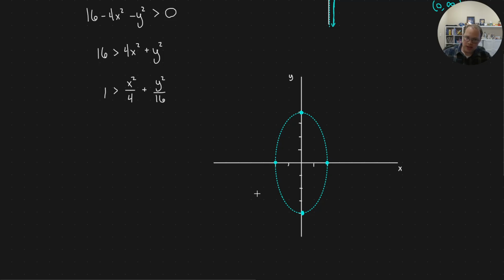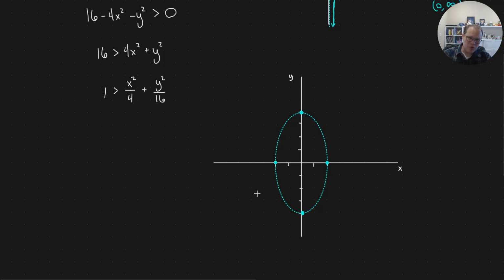The easiest way to do this is to plug in a test point. Pick one point in one of your regions. Doesn't matter which point, doesn't matter which region. Just make sure it's not on the boundary. We already know what's going on the boundary. Boundary is not okay, that's why it's dotted. Okay, so we either want the inside of the ellipse or the outside of the ellipse.